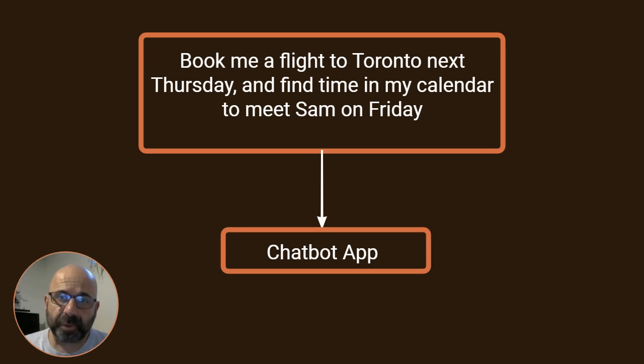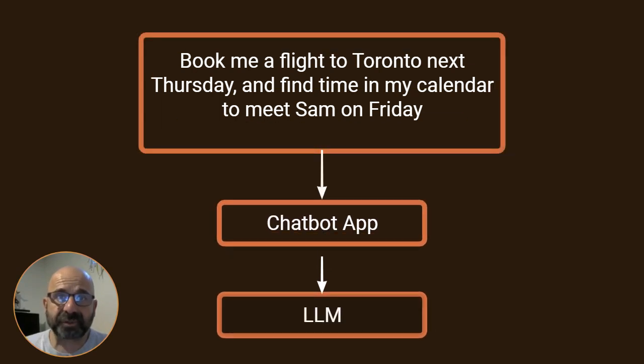Let's walk through a quick real-world example. A user types, "Book me a flight to Toronto next Thursday and find time in my calendar to meet with Sam on Friday." That message hits the chatbot app. The chatbot forwards it to the LLM, along with a list of available tools from both MCP servers.